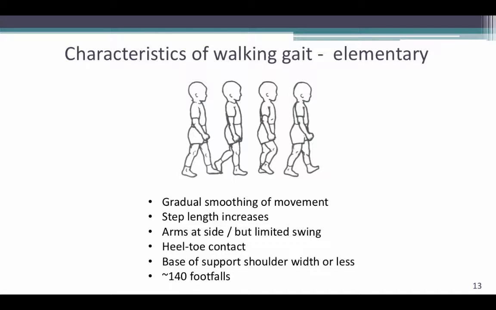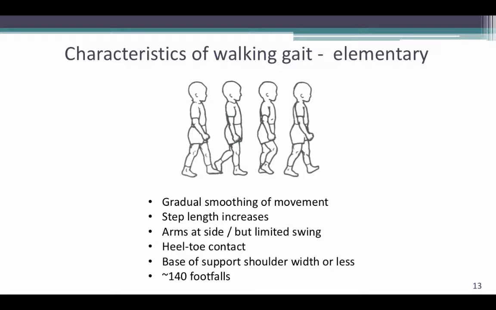Welcome to part 2, and we are now going to talk about elementary walking, which is the second stage, the first being initial elementary, then mature stages of locomotion. So some of the characteristics of elementary walking include a smoothing of movements and an increase in step length. The arms now fall by the sides, but there is limited swing. There is a heel-toe contact rather than full footsteps. The base of support shrinks to be around the shoulder width, and the footfall rate increases around 140 footfalls.